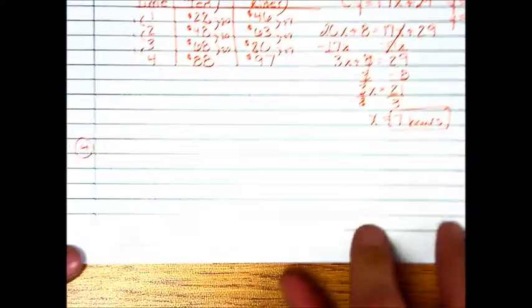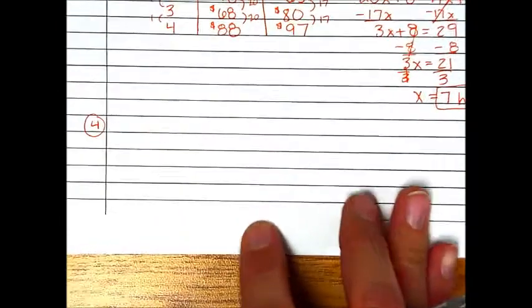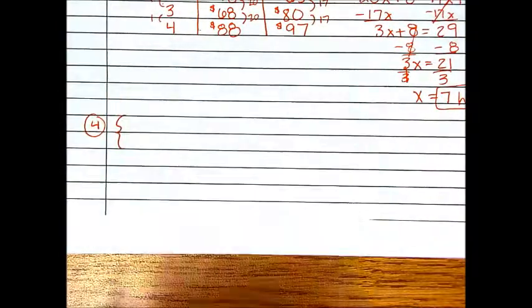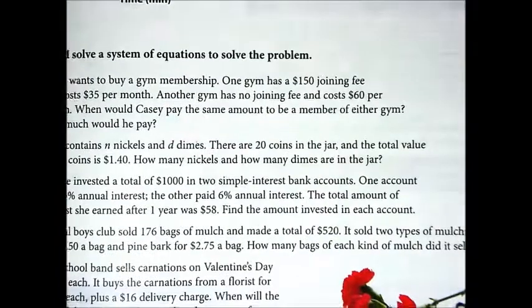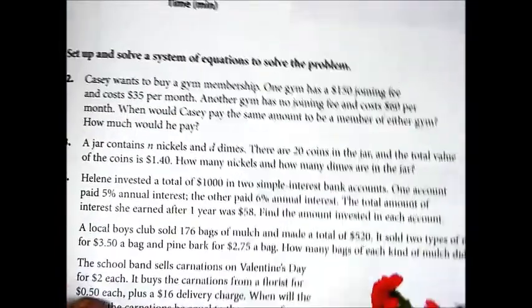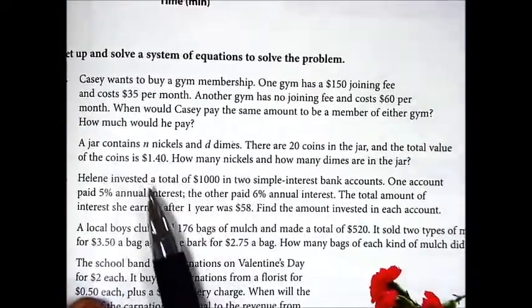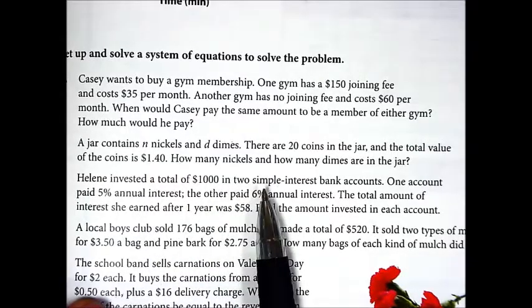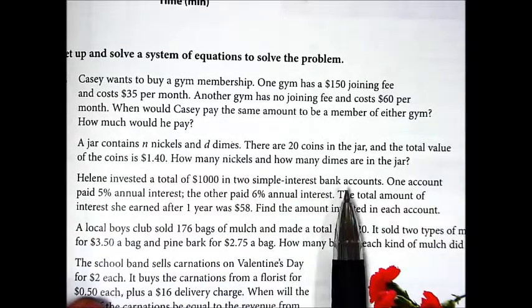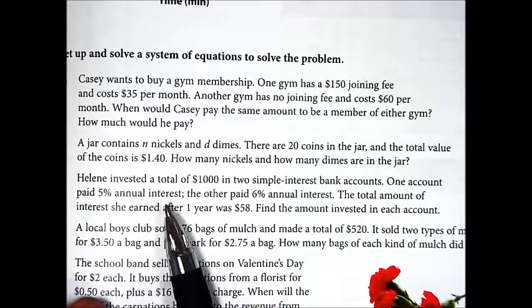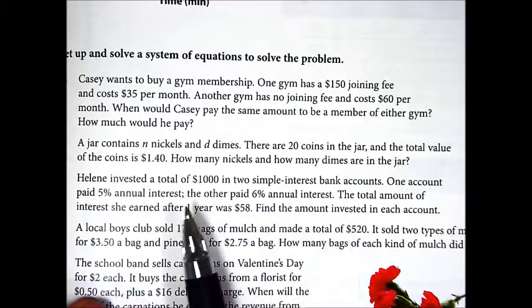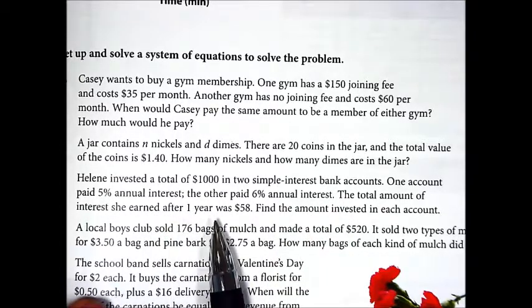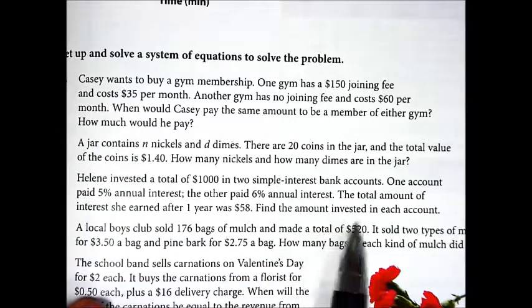Okay, but let's take a look at number 4 and talk about maybe getting that set up correctly. I feel like number 4 is a little bit different from what was in your notes, so we should talk about a couple things on that one. Okay, for this particular problem on number 4, let's take a look. Helene invested a total of $1,000 in 2 simple interest bank accounts. One account paid 5% annual interest and the other paid 6% annual interest. The total amount of interest she earned after a year was $58. Find the amount invested in each account.